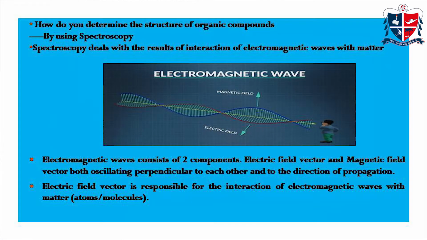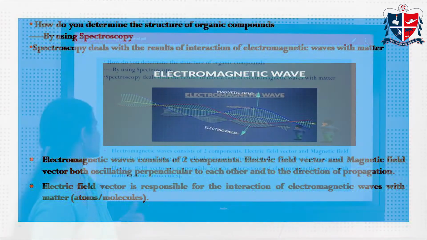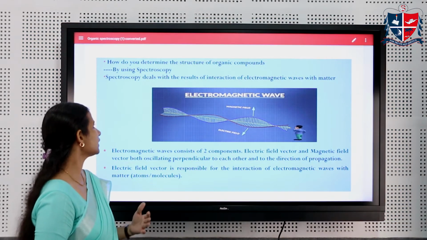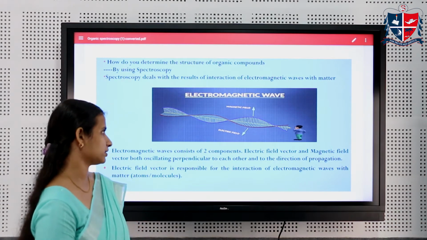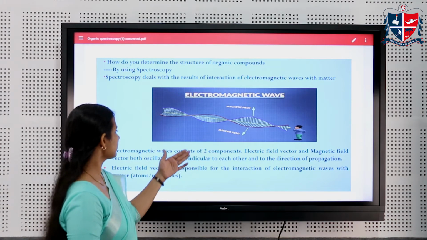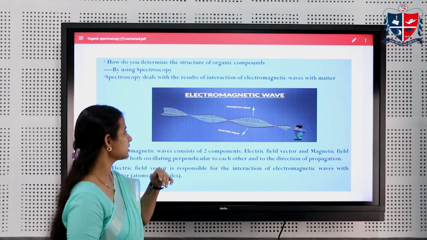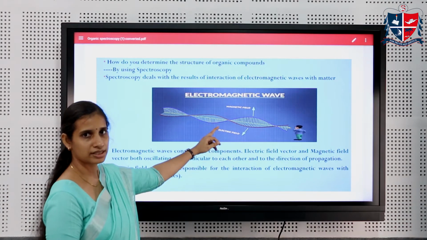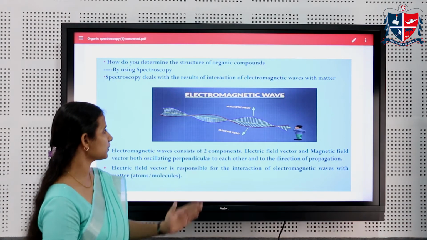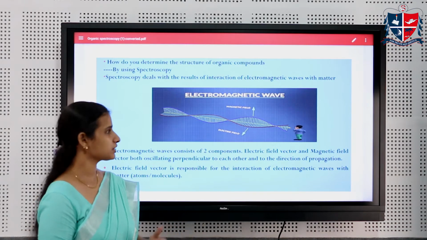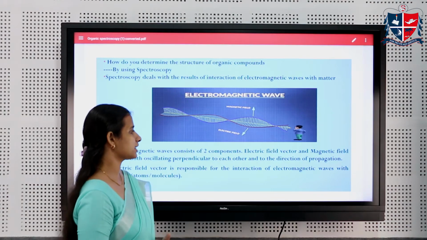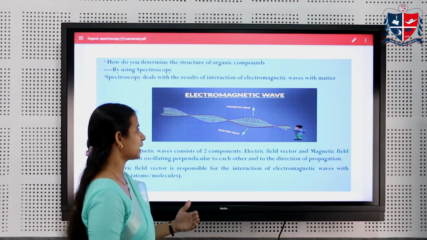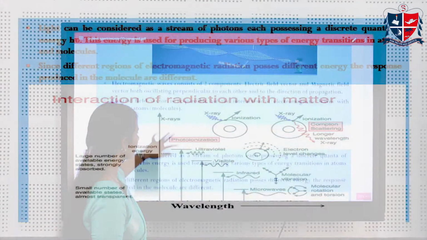Now, how will you determine the structure of an organic compound? The answer is by using spectroscopy. And spectroscopy deals with the results of interaction of electromagnetic radiation with matter. Electromagnetic radiation consists of two components, the electric field vector and the magnetic field vector, oscillating perpendicular to each other and also to the direction of propagation. The electric field vector is responsible for the interaction of electromagnetic waves with matter. That means atoms or molecules.